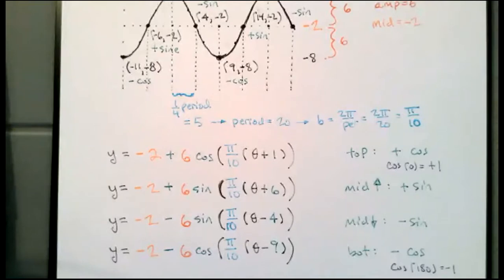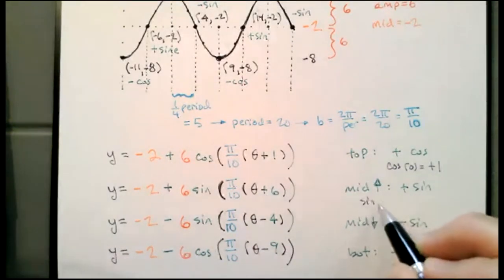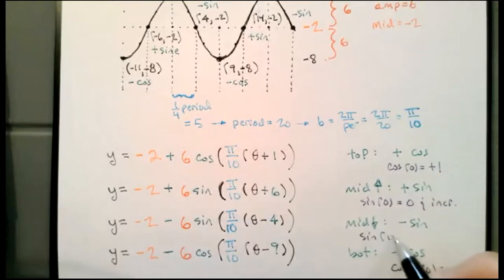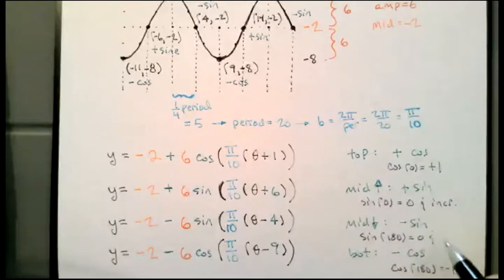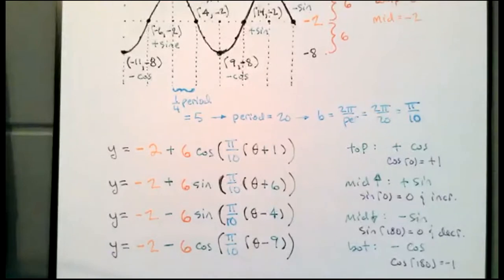For the middle going up, sine of 0 is 0, and it's the y coordinate, so sine of 0 is 0 but then increasing. Sine of 180 is also 0, but then it's going to decrease after that. So it's all connected. Sine of 0 is 0 and increasing. Sine of 180 is 0 and decreasing. So it's those zeros and 180s.